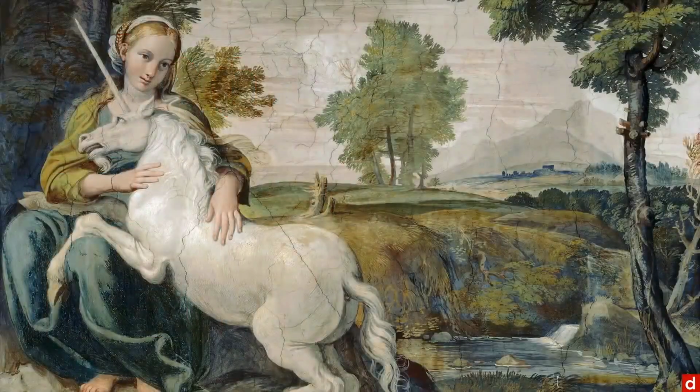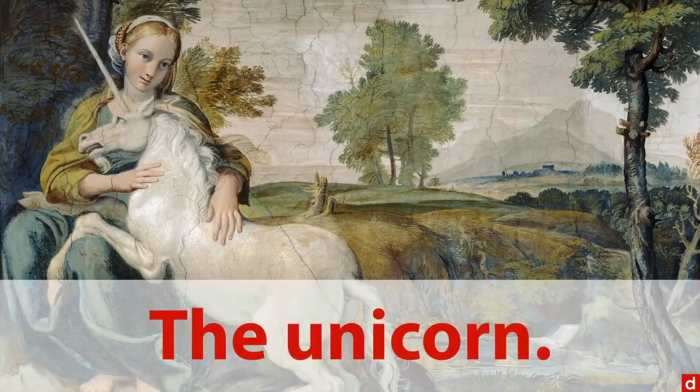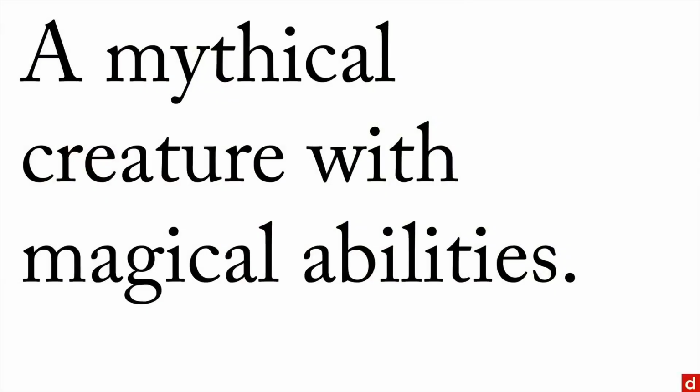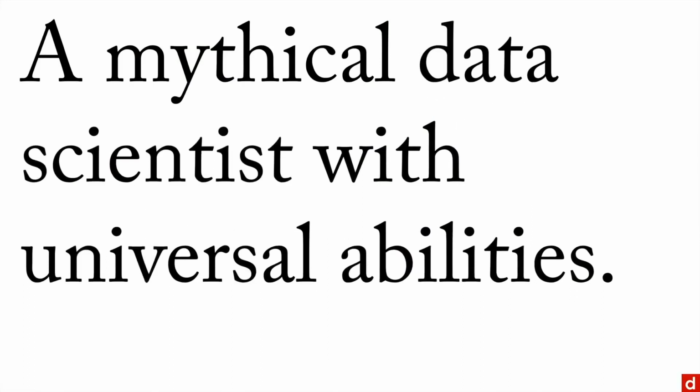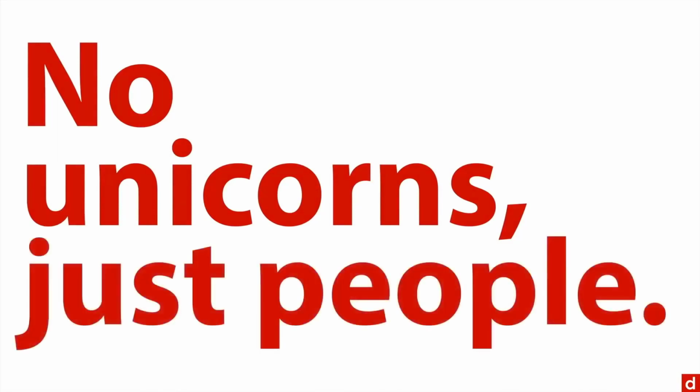Well, that's where we get this saying I've mentioned before. It's the unicorn. And just like in ancient history, the unicorn is a mythical creature with magical abilities. In data science, it works a little differently. It is a mythical data scientist with universal abilities. The trouble is, as we know from the real world, there are really no unicorn animals, and there are really not many unicorns in data science. Really, there's just people. And so we have to find out how we can do the projects, even though we don't have this one person who can do everything for everybody.